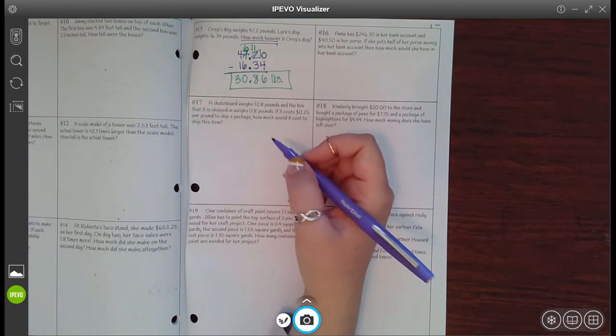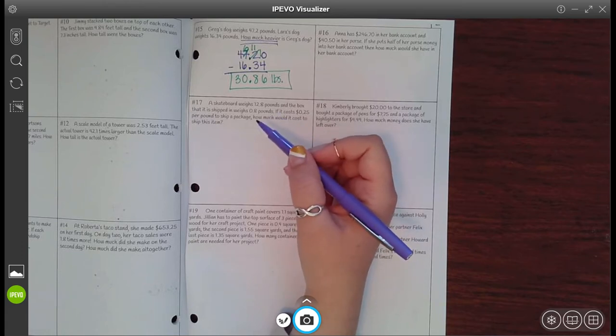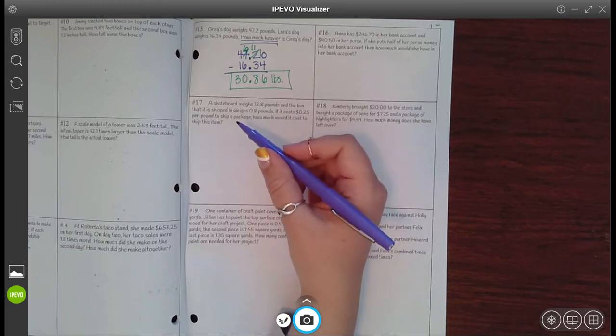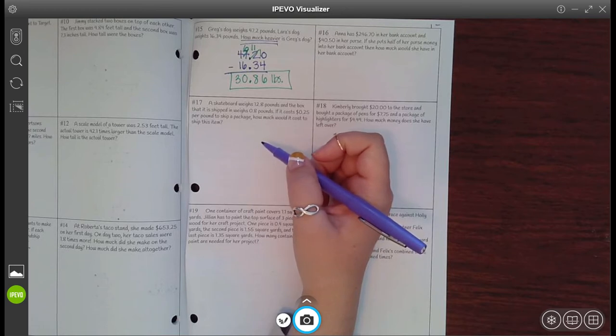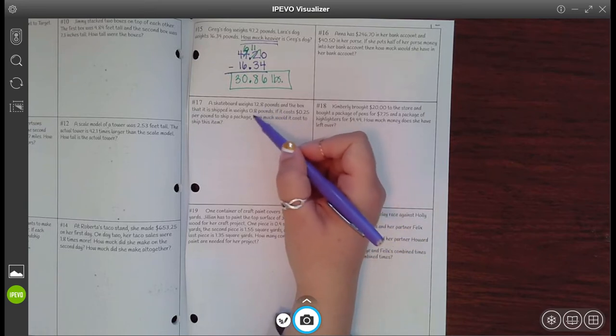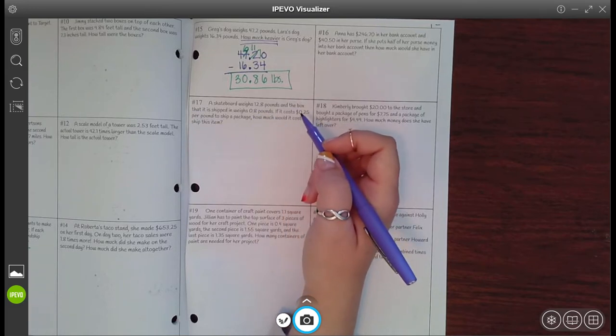Okay, number 17. A skateboard weighs 12.8 pounds and the box that it is shipped in weighs 0.8 pounds. If it costs 25 cents per pound to ship a package, how much would it cost to ship this item? And this is why it's important to get lightweight luggage, okay? Because if you have to pay per pound, you don't want an expensive piece of luggage, because that takes up half the amount, right? Okay, but we're talking about shipping.